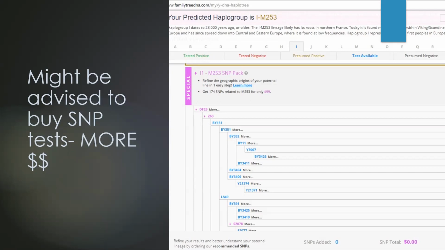So you will receive an email, and if someone you know is tested and maybe they tested a while ago, you can inquire with the company if they have any SNP testing available that would push you further out on the tree. I'm sure they would be glad to sell it to you if they do.